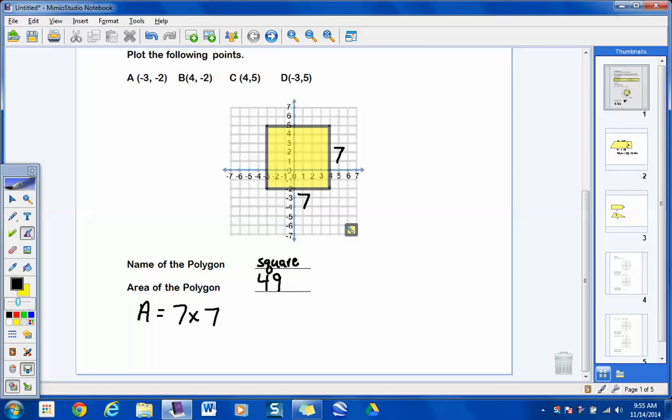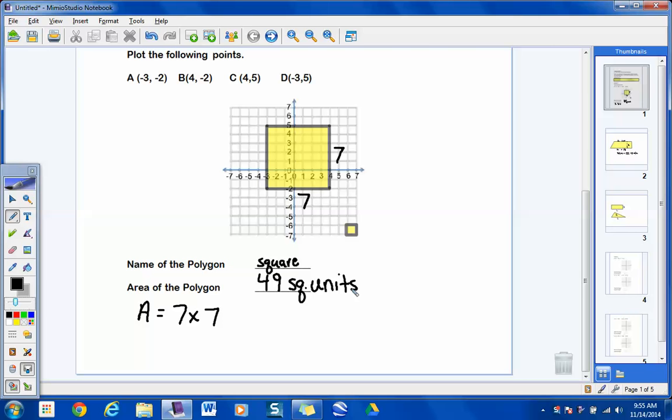Okay, so if I would count them all inside of here, how many am I going to get that are shaded? 49. Okay, so I want you guys to get in the habit of writing down that this is 49. And I'm just going to abbreviate square units. Okay, so make sure you get in the habit of saying my area is 49 square units. Okay, 49 of those little squares inside of that big square.